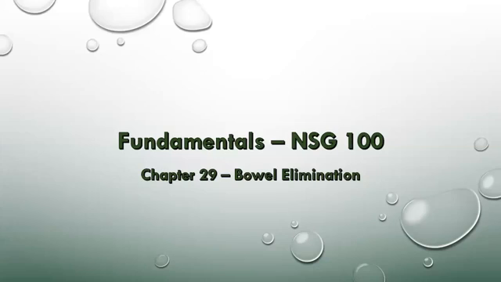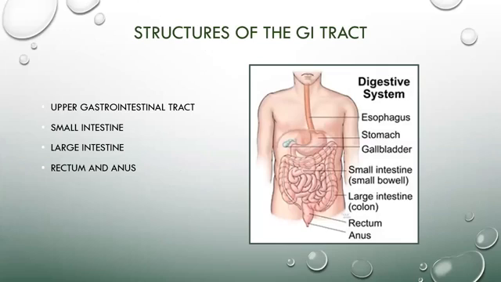All right, so we are going to start our audio lecture and PowerPoint presentation on Chapter 29, Bowel Elimination. You can find this on page 1006. So as always, we're going to do a small overview of the anatomy and physiology of the GI tract.